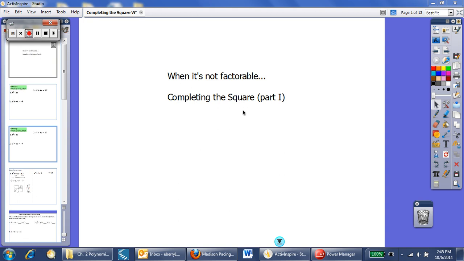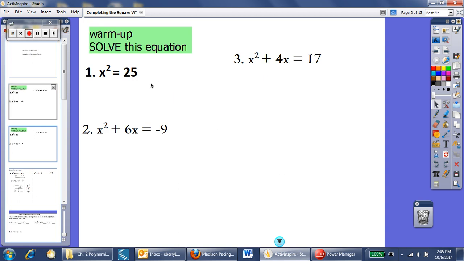Hi students, today we'll be working on completing the square part 1. When a polynomial is not factorable, we need to learn how to make it factorable to complete the square. Here's the warm-up. Go ahead and pause the screen and begin.